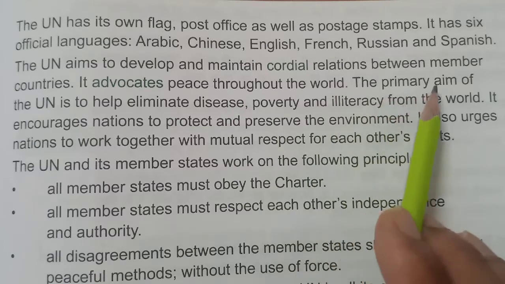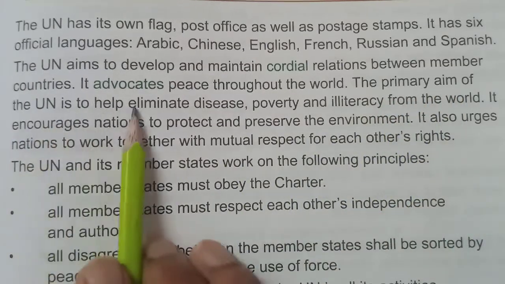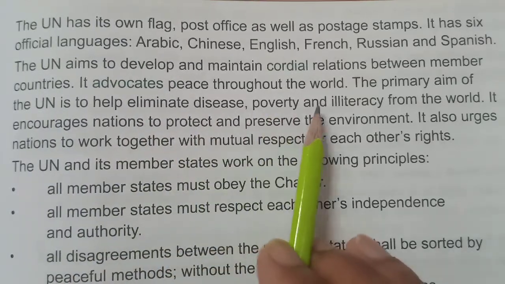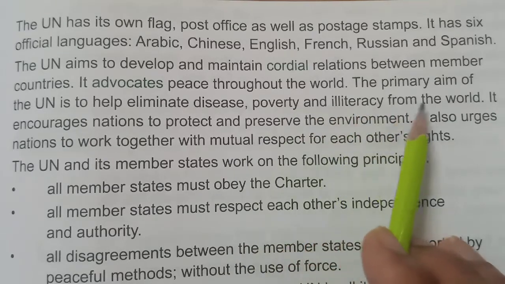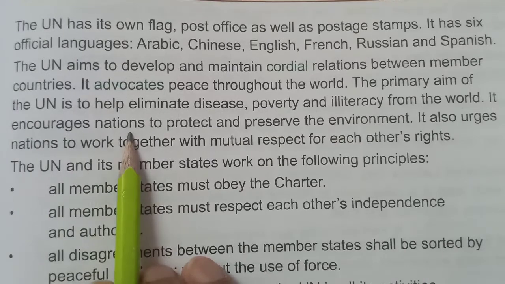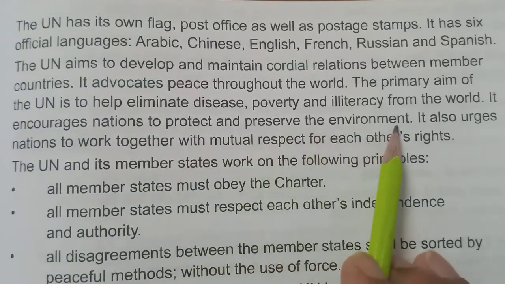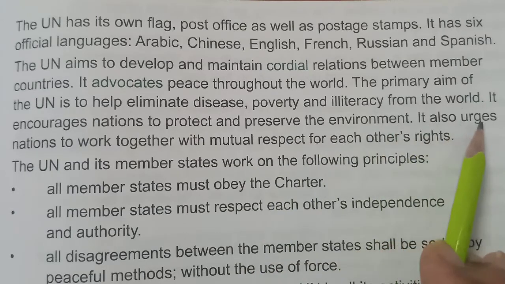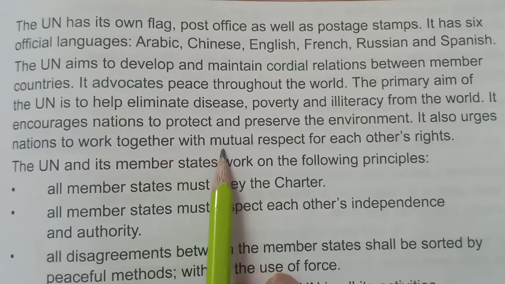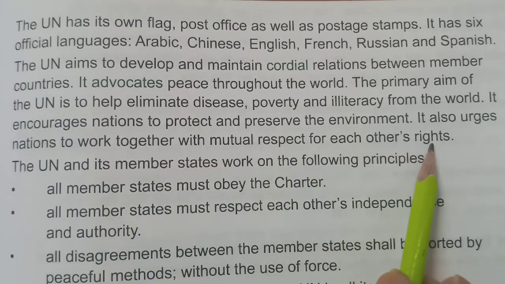The primary aim of the United Nations is to help eliminate disease, poverty, and illiteracy from the world. It encourages nations to protect and preserve the environment. It also urges nations to work together with mutual respect for each other's rights.